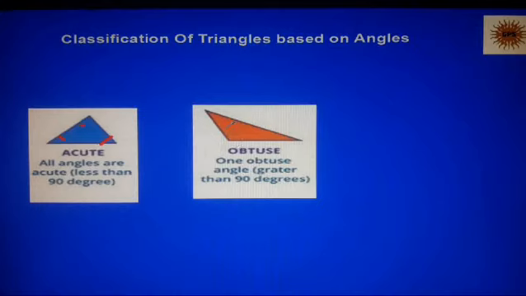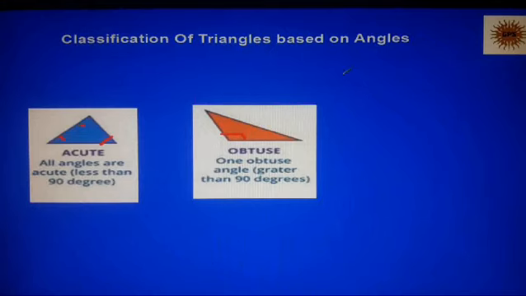Obtuse angle triangle is a triangle in which one angle is more than 90 degrees. Here you can see that this angle is more than 90 degrees. So it is an obtuse angle triangle. And remember that only one angle can be obtuse. Two angles can't be obtuse in a triangle.